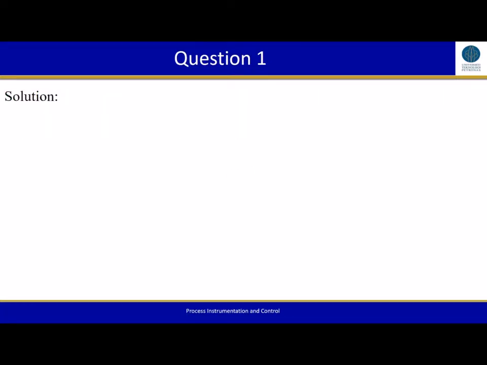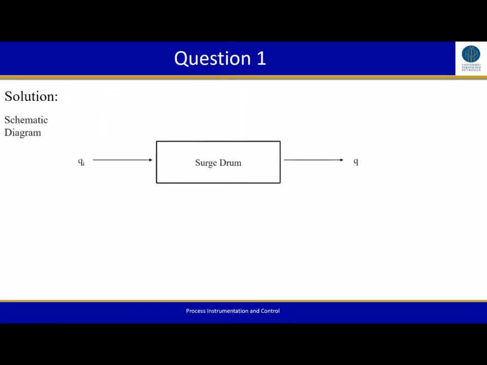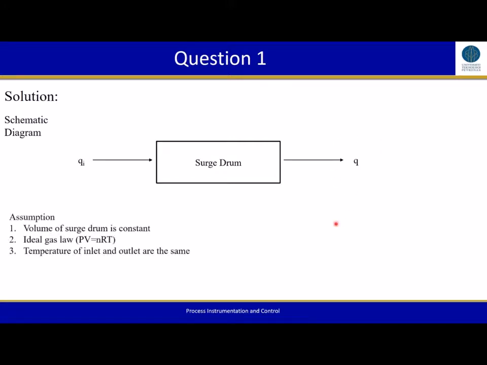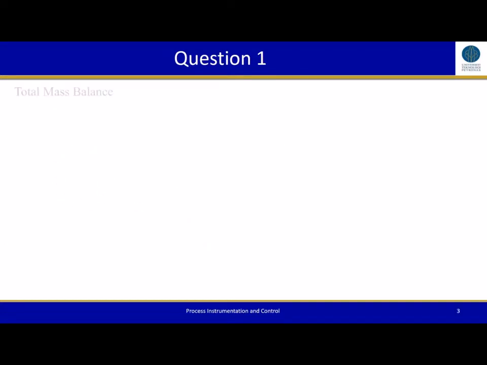Before we can solve the question, we need to draw our schematic diagram. So this is our surge drum with inlet Qi and outlet Q. And before we can perform our calculation, we need some assumptions. The first one: the volume of the surge drum is constant. The ideal gas law PV = nRT is used because our inlet is a gas. The temperature of the inlet and outlet are the same.